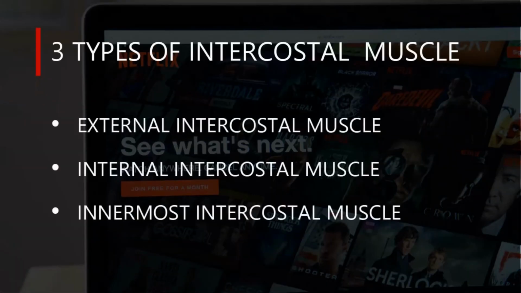There are three types of intercostal muscles, namely the external intercostal muscle. It connects the ribs in such a way that the contraction of the muscle lifts the rib and rib cage and expands the anterior-posterior dimension of the rib cage. The role of the external intercostal muscle is as an accessory respiratory muscle. It elevates the rib during forced inspiration.